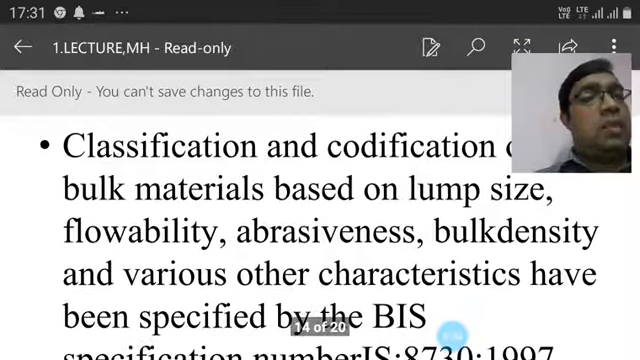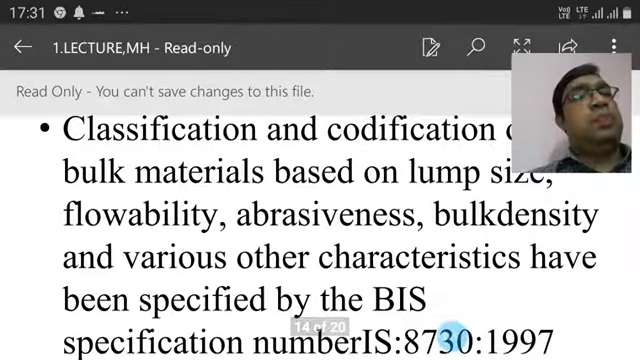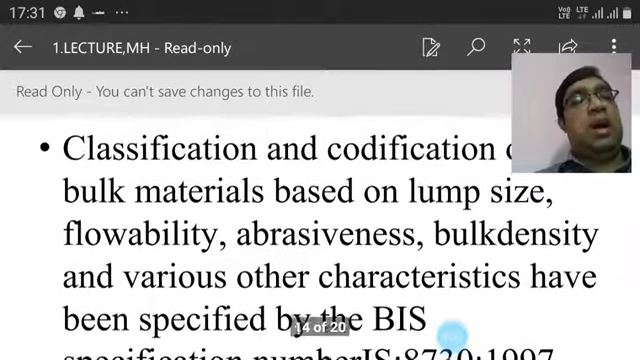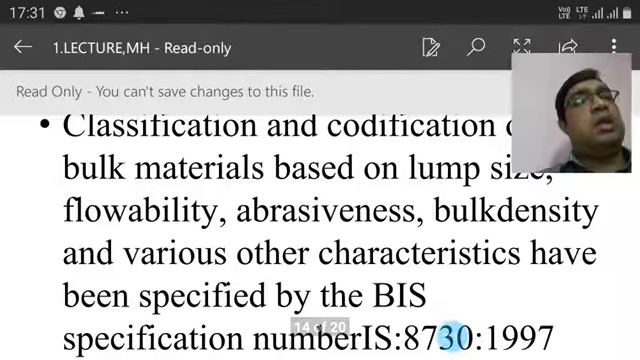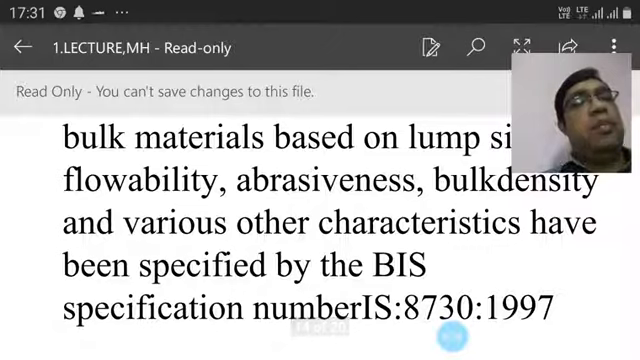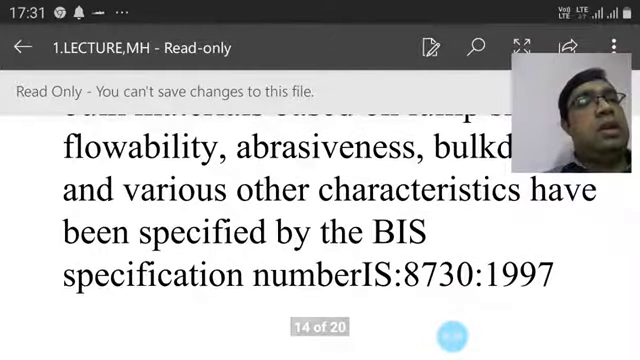And for the bulk materials based on lump size, we have to place these bulk materials accordingly. A few times we see, according to the lump size, heavy large size lumps and also small size lumps will be placed in different places. And flowability will also be required, along with abrasiveness, bulk density, and various other characteristics, which have been specified by the BSI specification number 8730 of 1997.